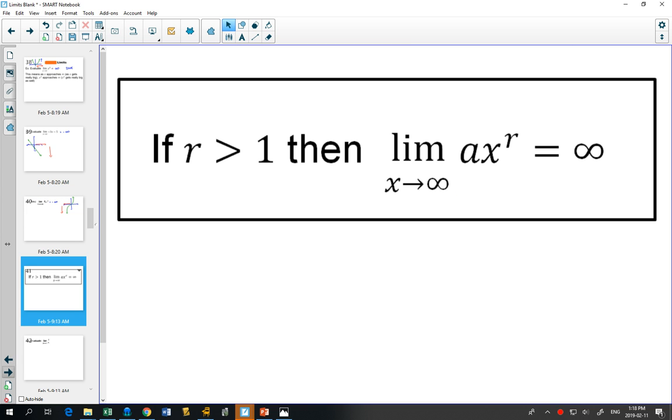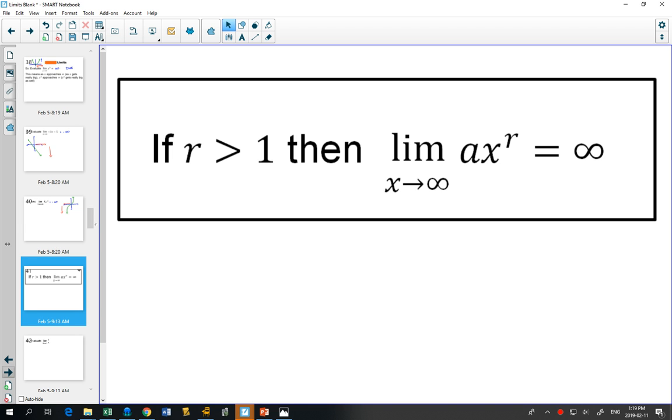So we can sort of generalize some things. If r is a number bigger than 1, and you go to positive infinity, in other words, you'd have all positive numbers, can you see that this would just get bigger and bigger and bigger in all cases? We can't make a generalization to negative infinity because it would depend whether r is even or odd.